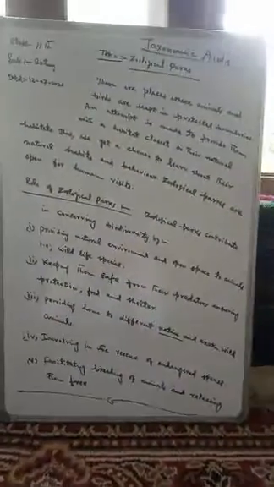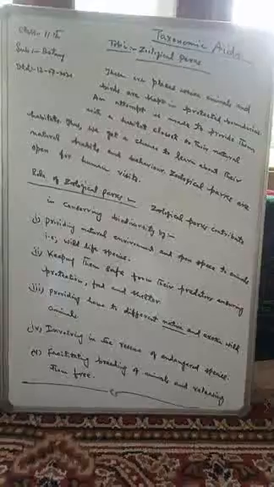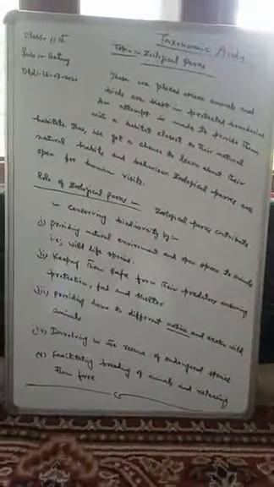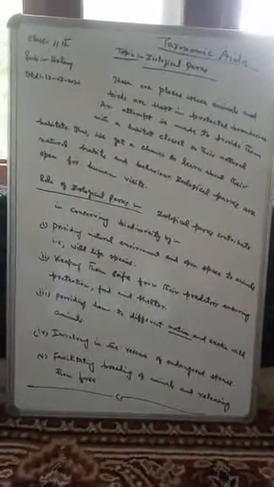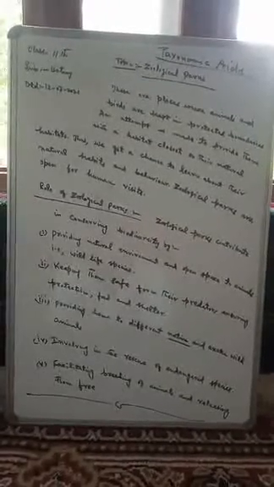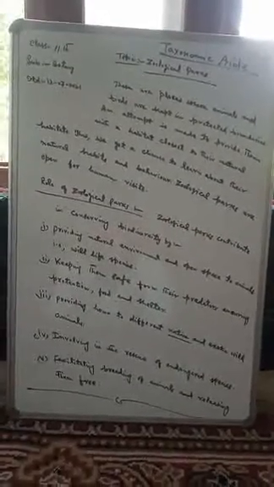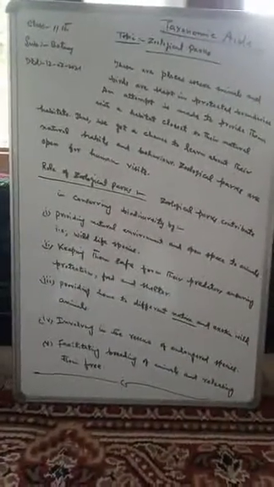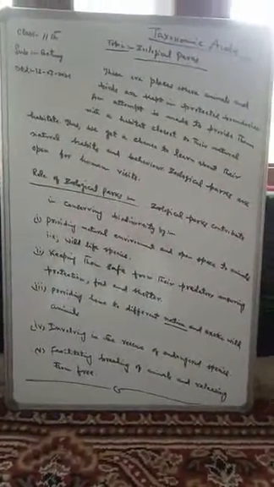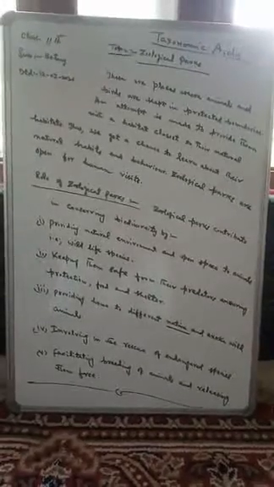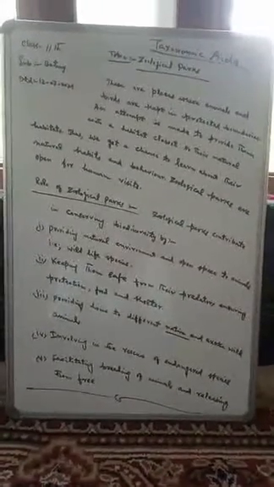Dear students, you know we are discussing the taxonomic aids, and so far we have discussed three taxonomic aids. Number one was the botanical gardens. Number two was the herbarium. Number three was the museums. And today we will discuss one more taxonomic aid, which is called zoological parks.